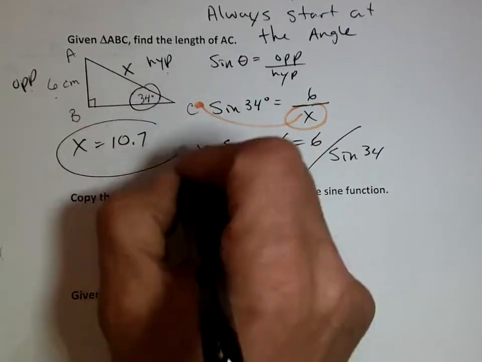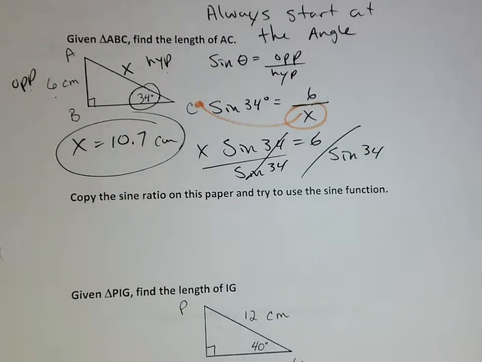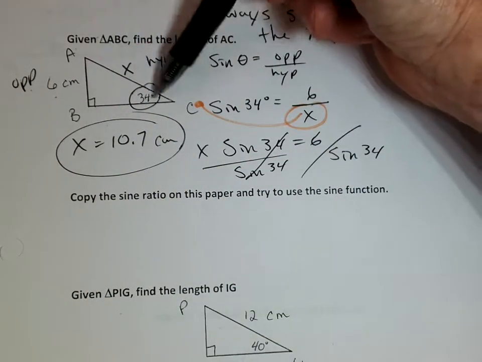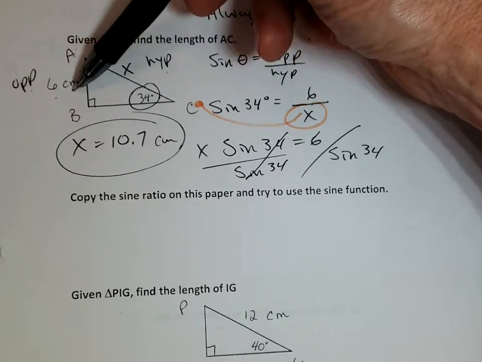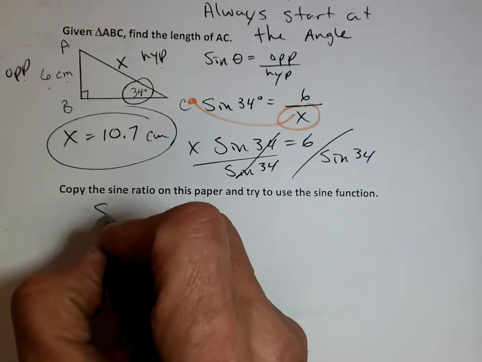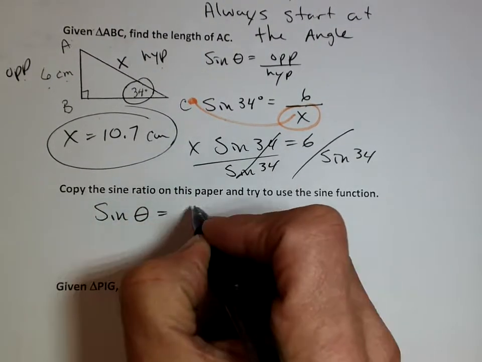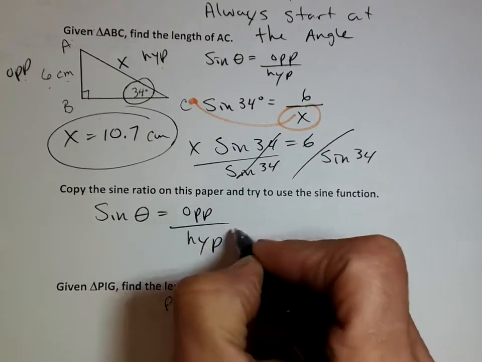Now, again, always ask yourself this easy question when you're done. Does your answer make sense? Could this side be 10.7? Sure, if that's 6, right? That's 6. That could be correct, and it is correct, all right? So the sine ratio: sine of any angle is always equal to the opposite side over the hypotenuse, right?